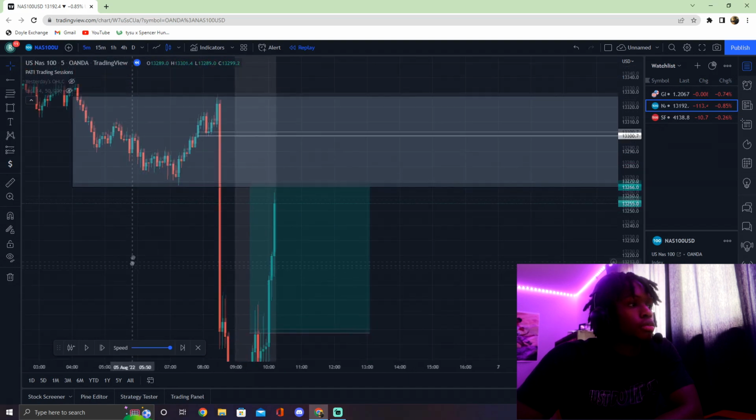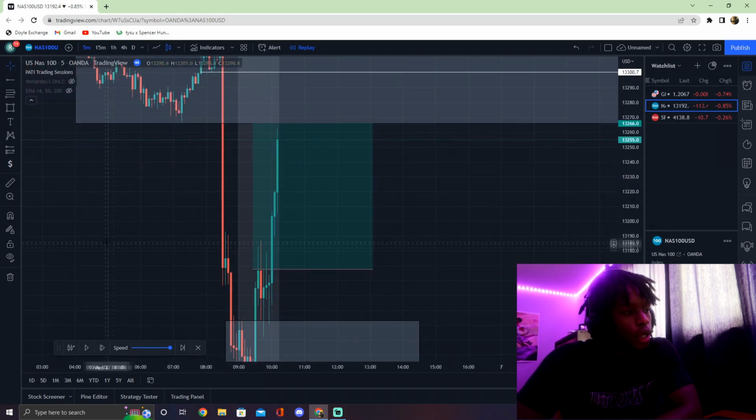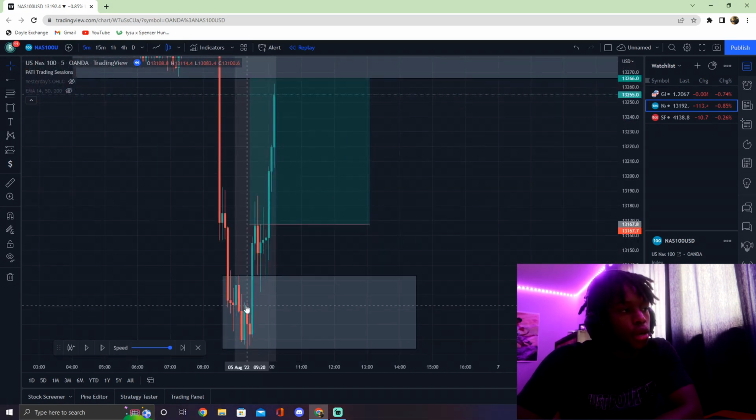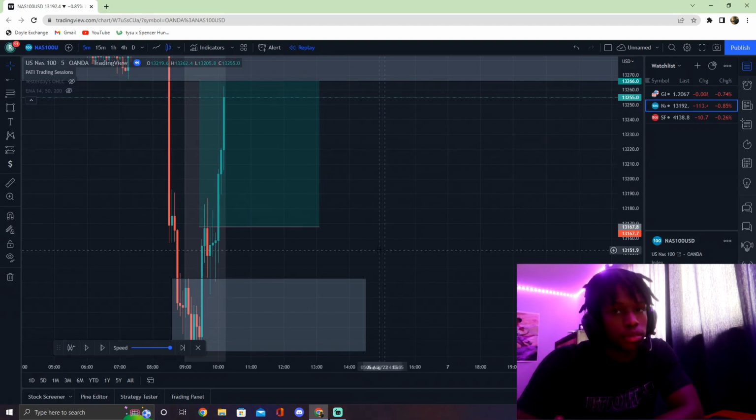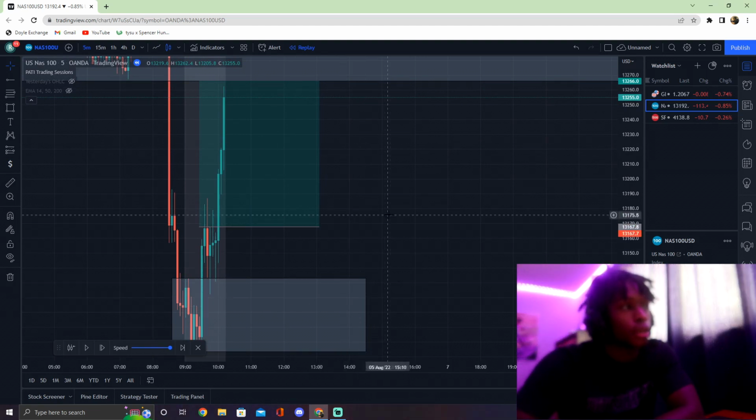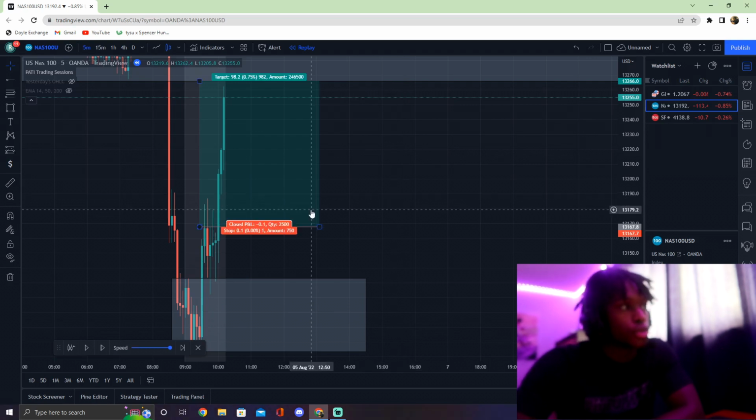So now, this is what I like about supply and demand, because you can take a demand, like this demand, and ride it up to that 1 hour supply. Same thing with a supply too. You can take a supply and ride it down to a demand. That's why I like this strategy, because it's huge on reversals.